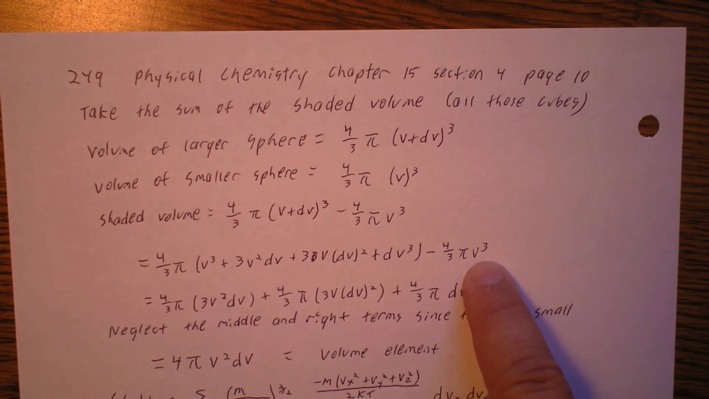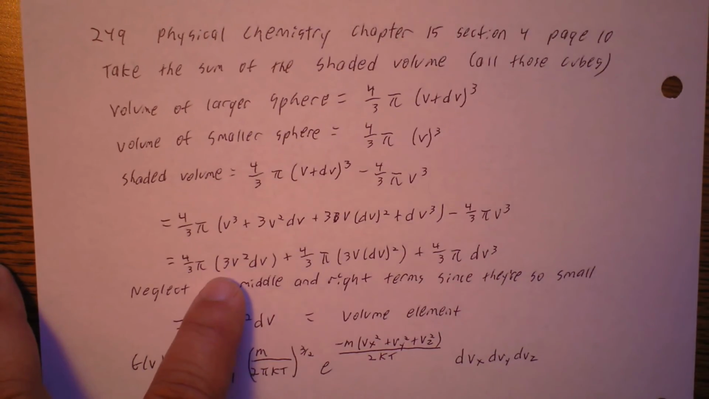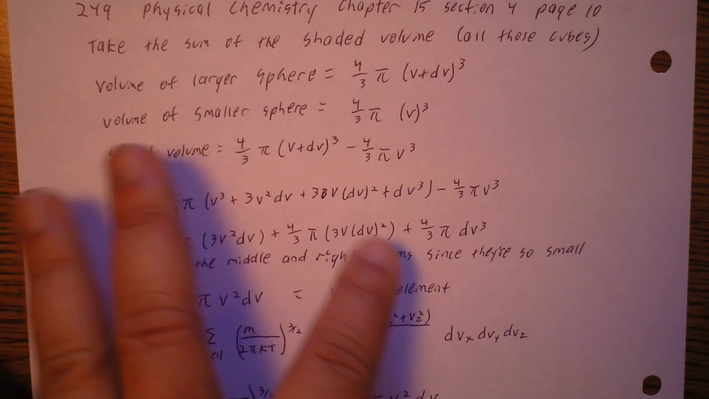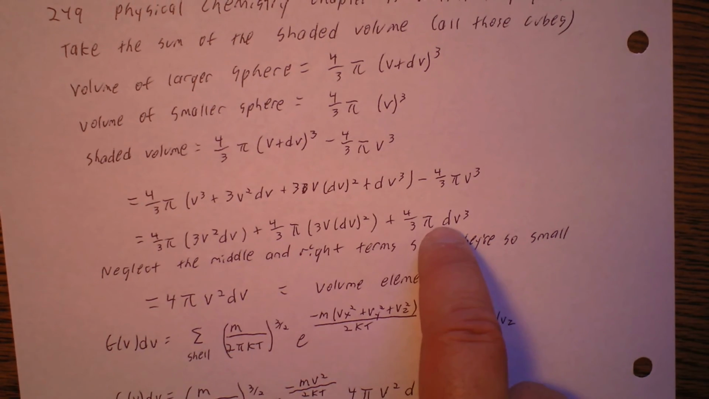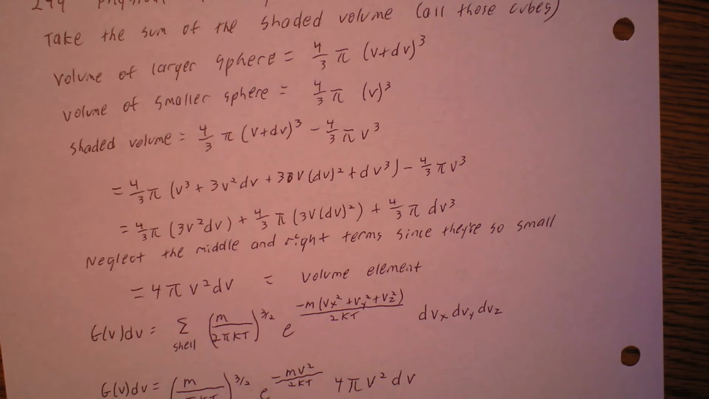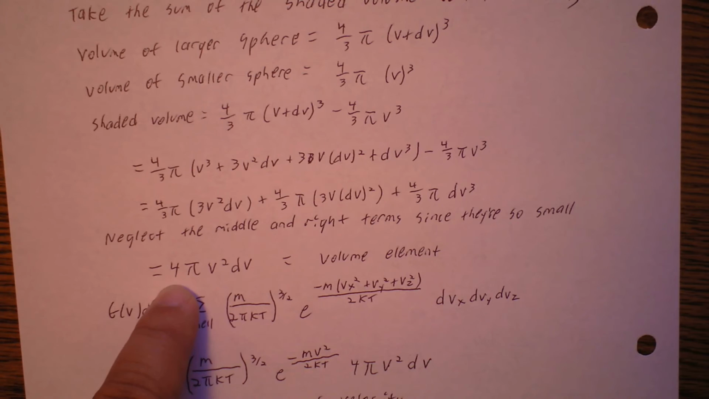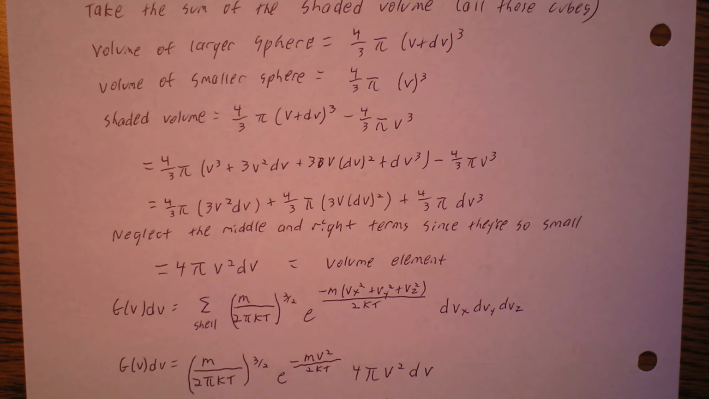Now these two cancel out, so we're going to get 4/3 pi times 3 v squared dv plus 4/3 pi 3 v dv squared plus 4/3 pi dv cubed. Now these terms, dv squared and dv cubed, are going to be really small. So we're going to ignore them and just look at the first term right here. So we're going to end up with 4 pi v squared dv, and that's going to be equal to the volume element that we're interested in.